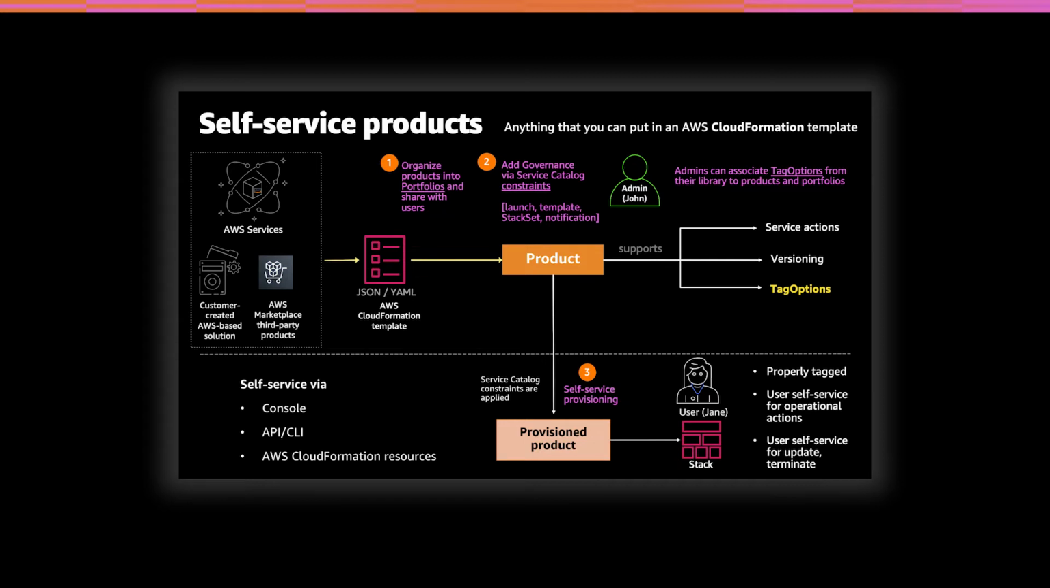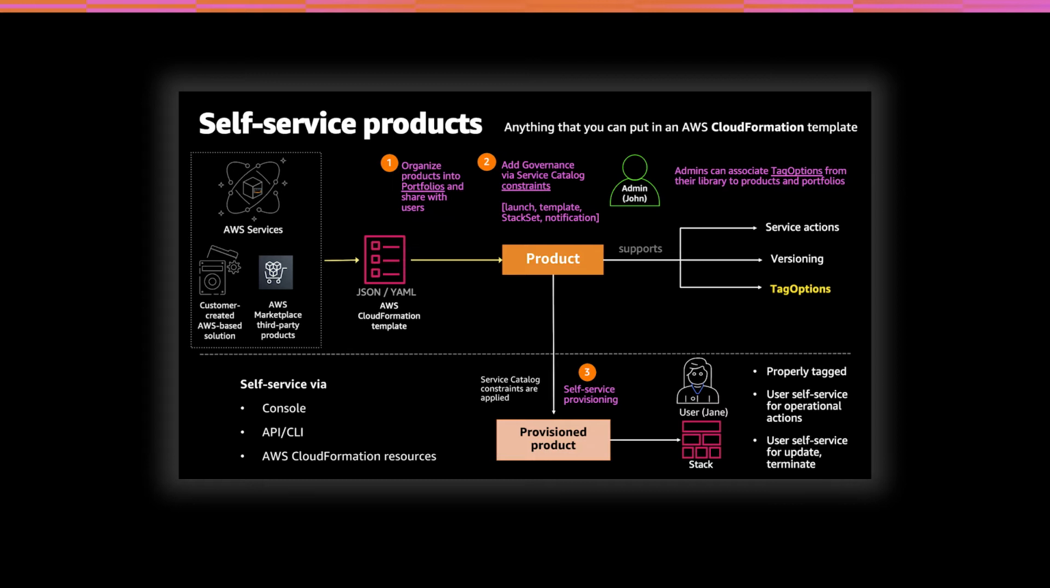So one of the things you can do is add what we call constraints. There are multiple types of constraints. The most popular ones that we see customers use are launch constraints, where you can specify the role with which a product will launch. Now, this is important for role separation in enterprises.